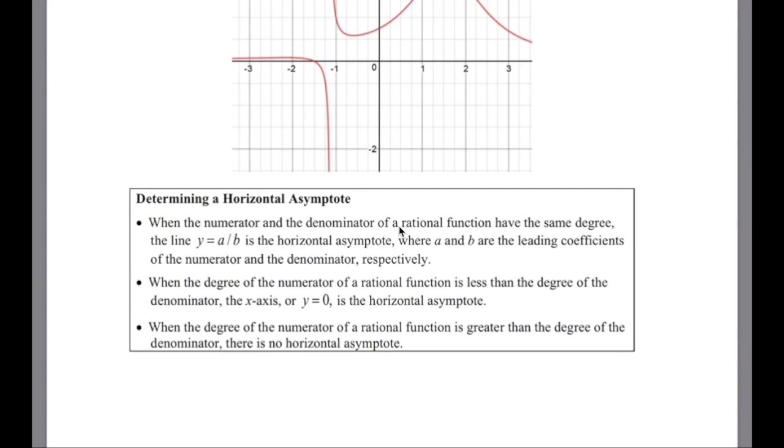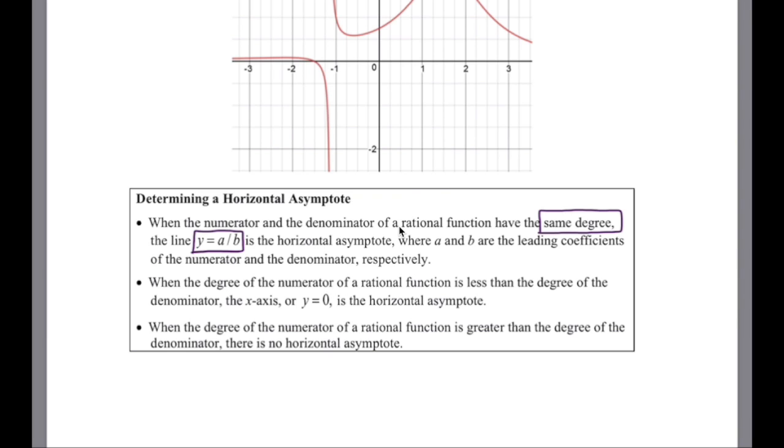So let's go to some formal definitions. When the numerator and denominator of a rational function have the same degree, the horizontal asymptote is y is equal to the coefficients a over b.